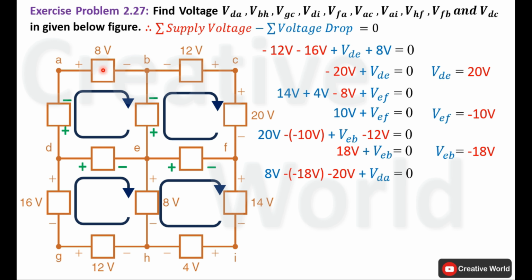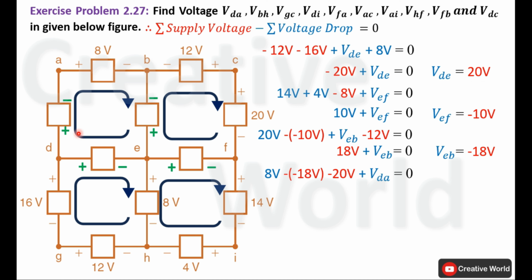Current entering terminal is positive, so voltage across this element will be taken with positive sign, plus 8 volt. Move to next element. Current entering terminal is negative, so voltage across this element will be taken with minus sign. This minus sign is because of current entering terminal and this minus sign is included in its value, that is minus 18 volt. Move to next element. Current entering terminal is negative, so voltage across this element will be taken with minus sign. Voltage across this element is 20 volt. This voltage will be taken with minus sign because current entering terminal is negative.